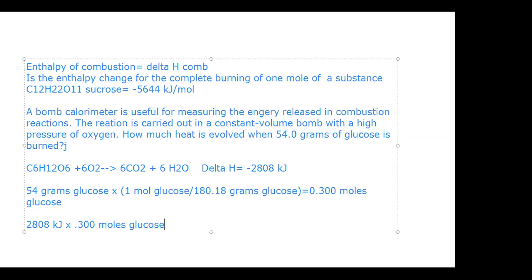Okay, I should put 0 in front of that. So when you multiply that, you'll figure out that in order to burn in this bomb calorimeter, it is going to take you essentially 842 kilojoules to burn the 54 grams of sucrose. Does anybody have questions about this?